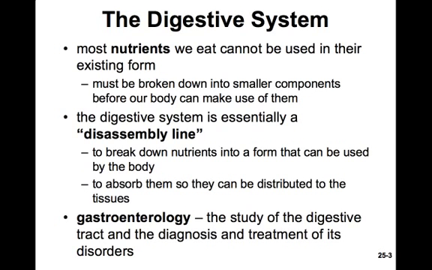First of all, we need to consider that most of the nutrients we eat cannot be used in their existing form. They have to be broken down into much smaller components. Now consider, for example, if you eat a steak, and that steak is made up of muscle, and inside the muscle cells there's actin and myosin filaments. Now, you can't just use the actin and myosin that's in the steak to make your own actin and myosin.